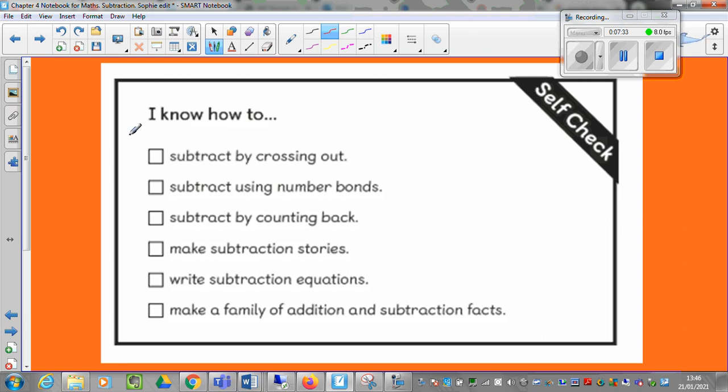So, if you think you are really confident with subtracting by crossing out, you can put a tick here. And you can go all the way through. And if you know exactly what that is, and you think you're really good at it, you can have a little tick. If you're not sure what it is, but you can look back at your work from this week and see that you are okay with it, then you can also tick it. You don't need to know necessarily what the names of each of the topics are.